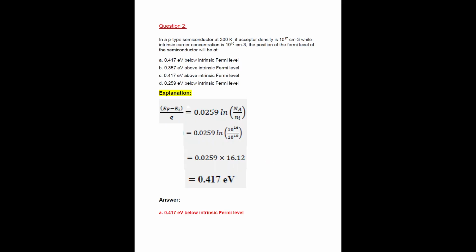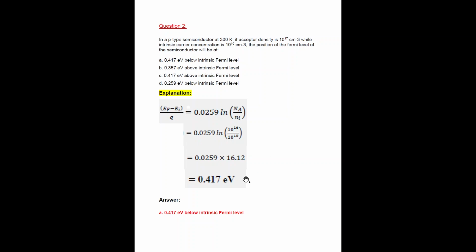The position of the Fermi level of the semiconductor will be at... That means we have been given a p-type semiconductor, with the acceptor density as 10 raised to power 17 centimeter cube inverse, while the intrinsic carrier concentration is 10 raised to power 10 centimeter cube inverse. Now they are asking for the Fermi level.